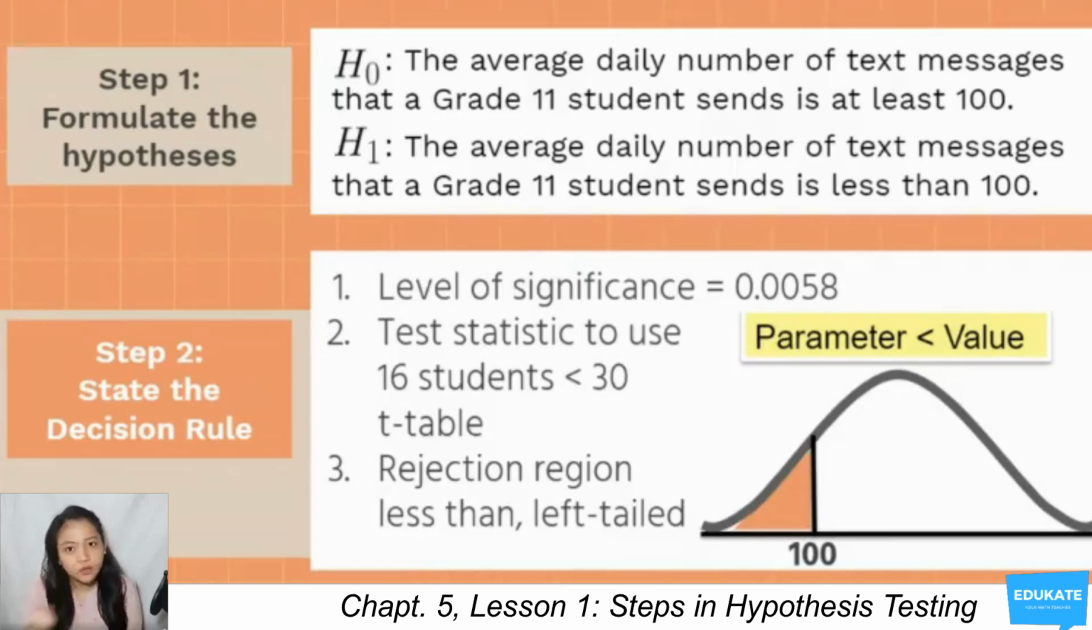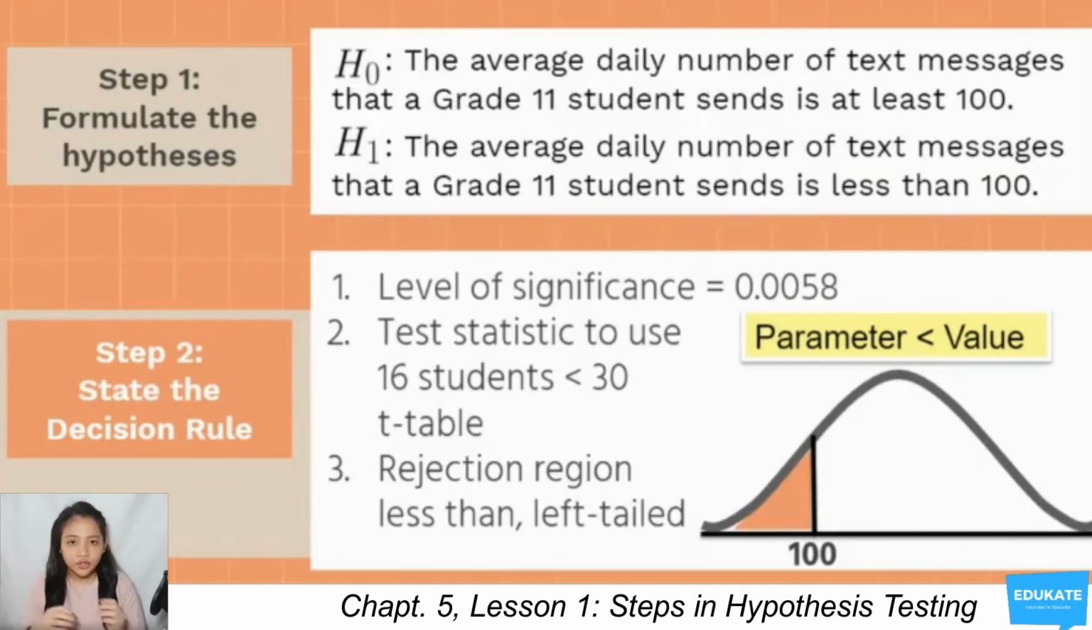To determine that, look at your sample size. We have a sample size of 16 students. So your 16 students is less than the rule of thumb 30 as your sample size. So if you have a sample size less than 30, we use the t-table under t-test. Next, the third part is to identify the rejection region.